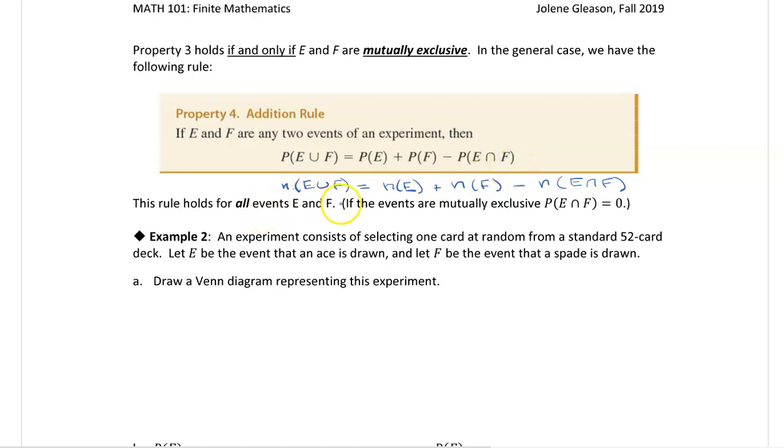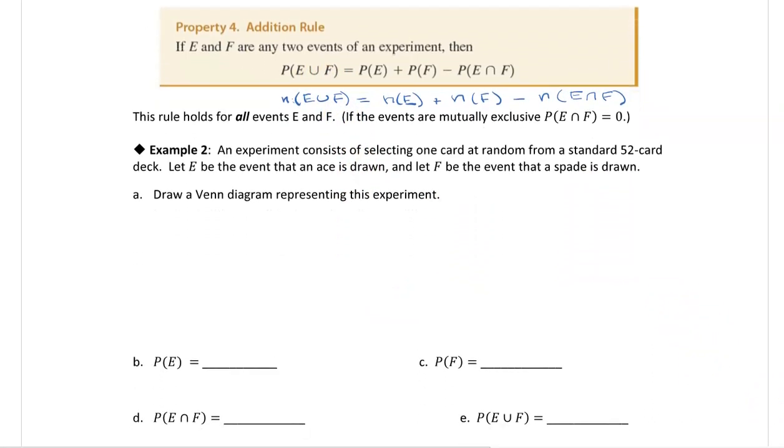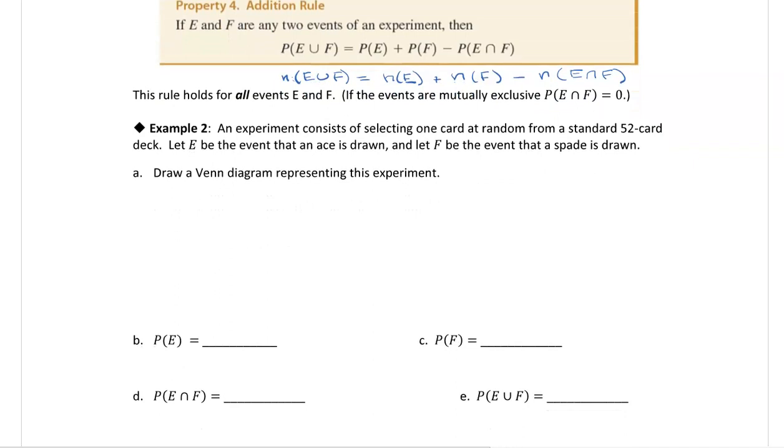Really all they've done now is, if we take all these numbers of elements in these events and we divide by the total number of outcomes, then we'll end up with the probabilities. So again, I don't think you need to memorize that formula. But let me show you how we can use it.